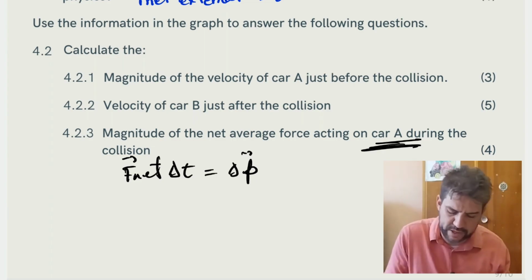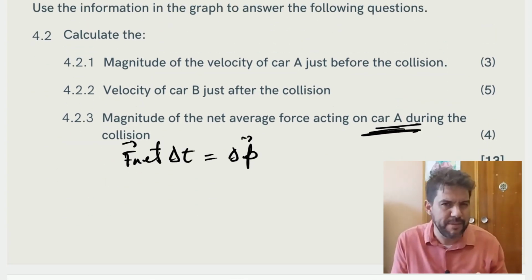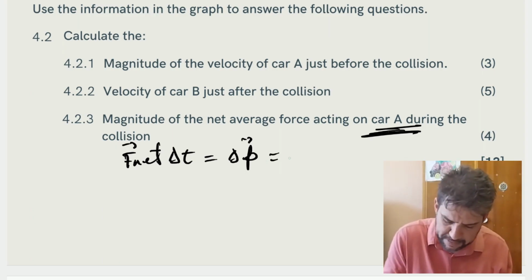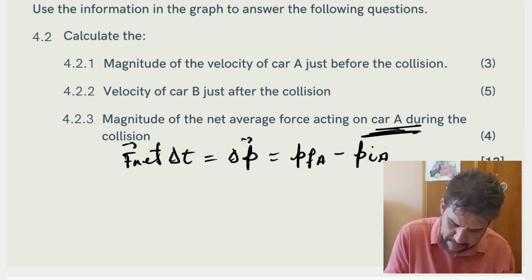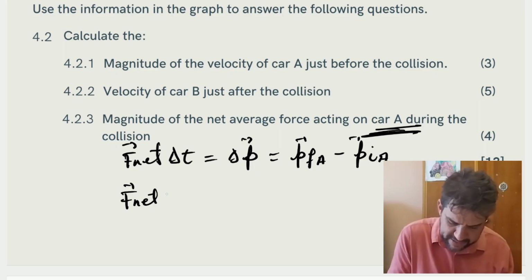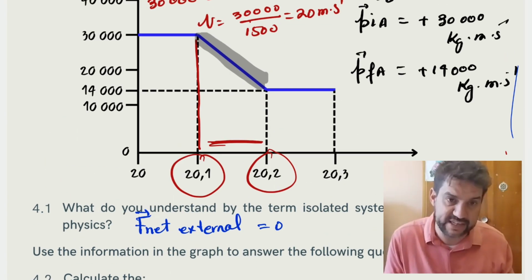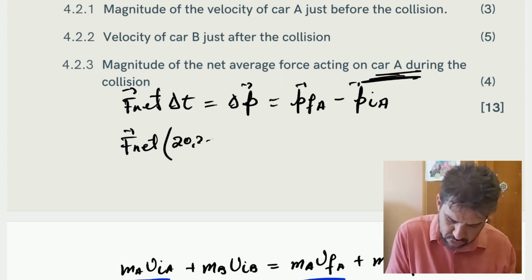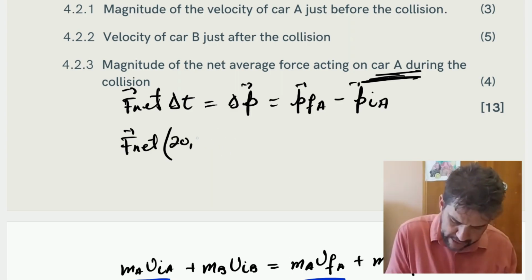Now, note the following. In the graph, we have it in terms of momentum, so we don't have to substitute a mass, final velocity, or something like that because we have the momentum. The change in momentum will be the final momentum of A minus the initial momentum of A. That is what we are going to do here. So F net multiplied by the time. The time, you go to the graph, is between 20.1 and 20.2. You can see there is the change in momentum. I already marked it for you all here. So here it is going to be 20.2 minus 20.1.